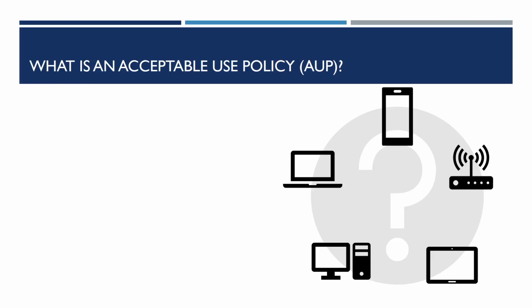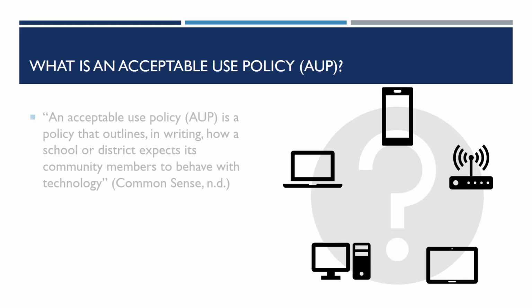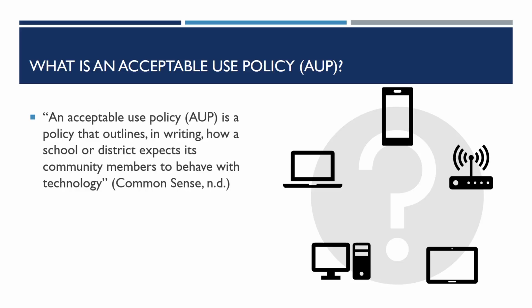First, it is important to understand what is an acceptable use policy, commonly referred to as the AUP. According to Common Sense Education, an acceptable use policy is a policy that outlines in writing how a school or district expects its community members to behave with technology. Simply put, it is the guidelines and rules developed by the school district to govern technology usage in the educational setting. This includes specific policies for student and teacher technology usage.